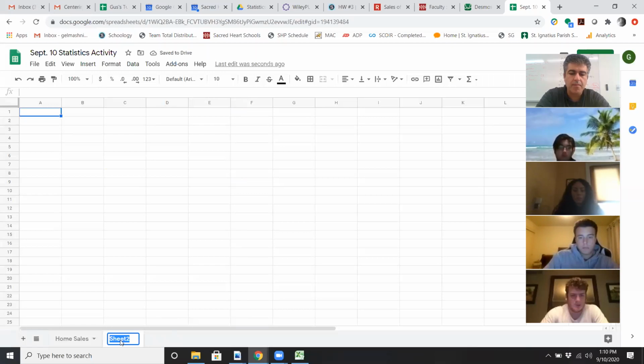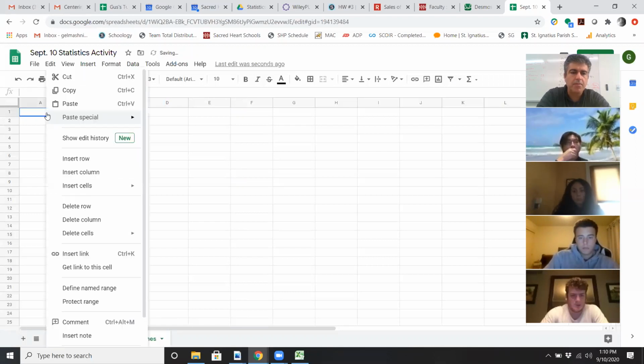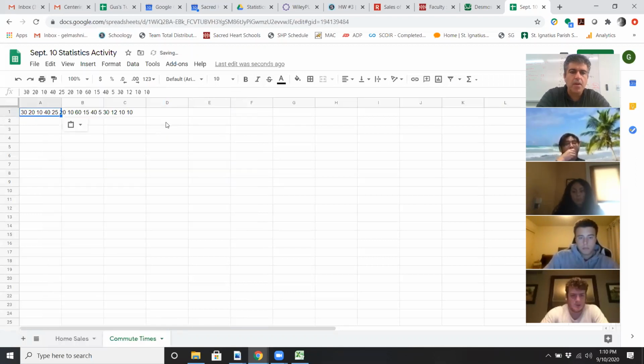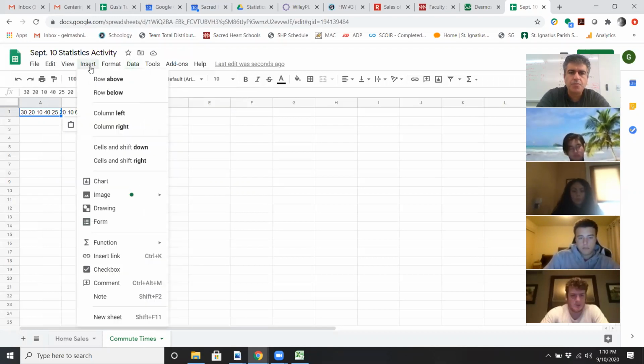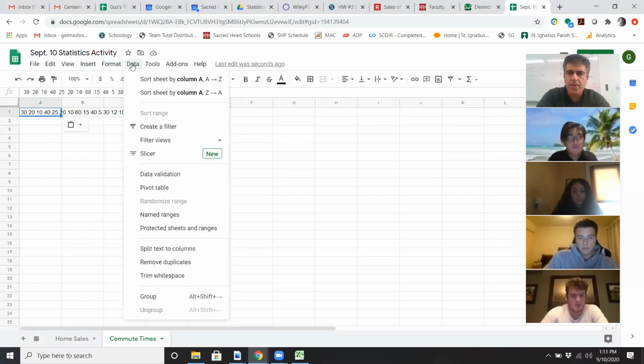I'm gonna call this commute times. Okay, so the data came out like that. So it came out a little weird. There's a little trick you can do. You could actually, wonder if I can find it on here. You could actually shift text to columns. Yeah, split text to columns.